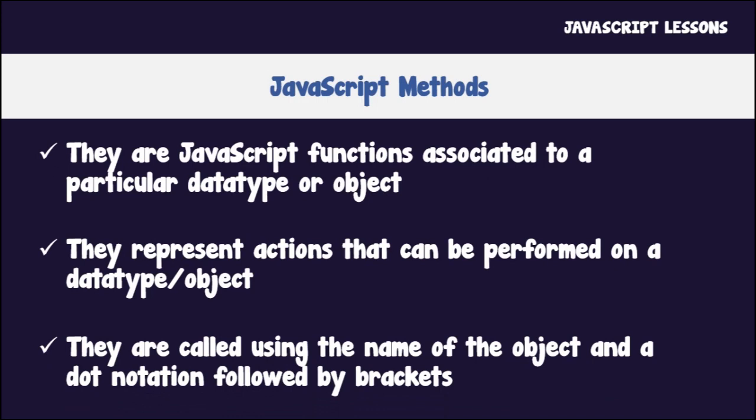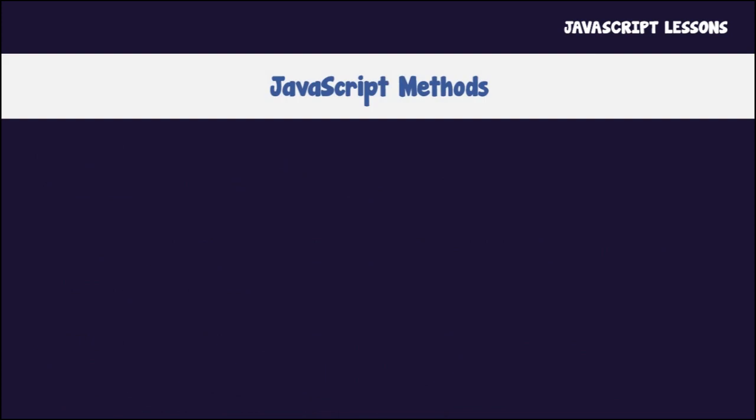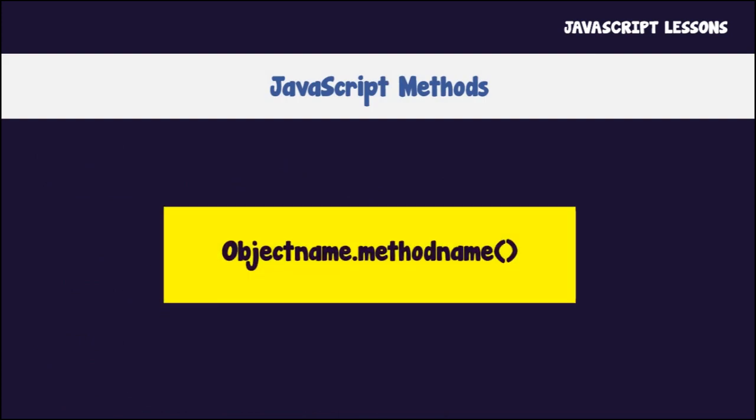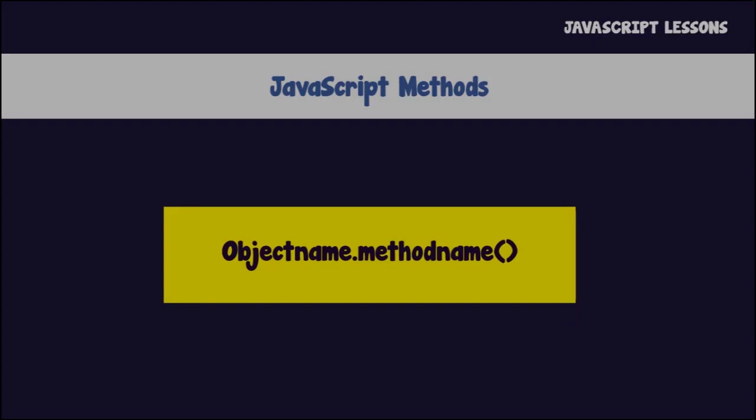But just know that methods are basically the same as JavaScript functions, but they are restricted in what they can be applied on. So to call JavaScript methods, you use the object's name, then dot notation, and then followed by the brackets, the same way we've seen and worked with before. So let's see how that actually works.